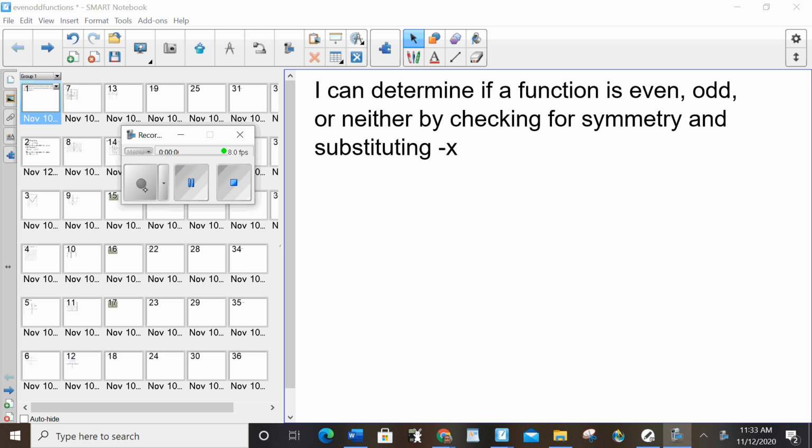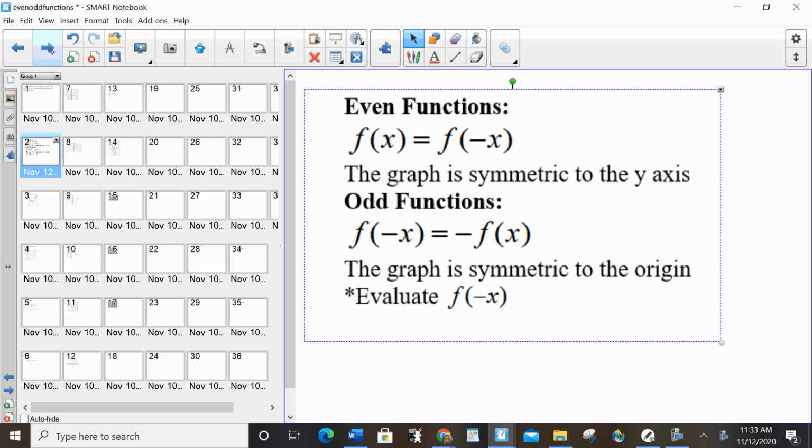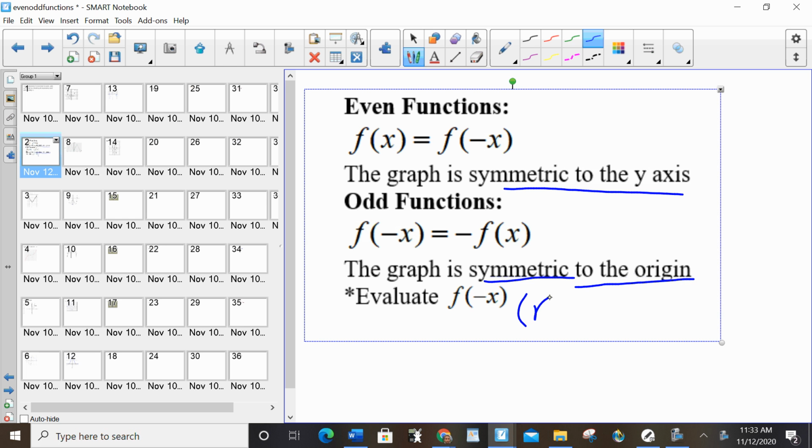I can determine if a function is even, odd, or neither by checking for symmetry and substituting negative x. So to determine if a function is even, odd, or neither, there are two methods. One is graphically, and to check it graphically, we're checking for symmetry. Even functions are symmetric to the y-axis, whereas odd functions are symmetric to the origin. And symmetric to the origin is the same thing as a rotation of 180.